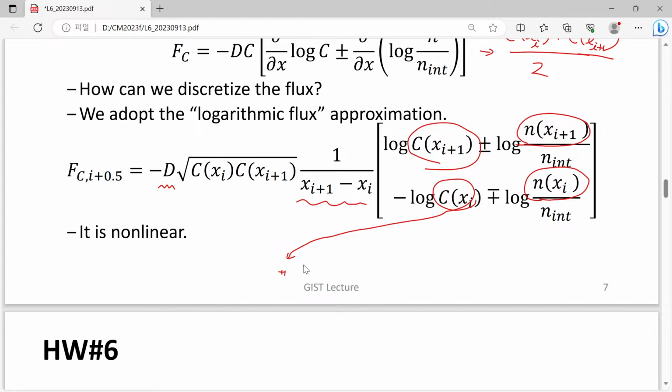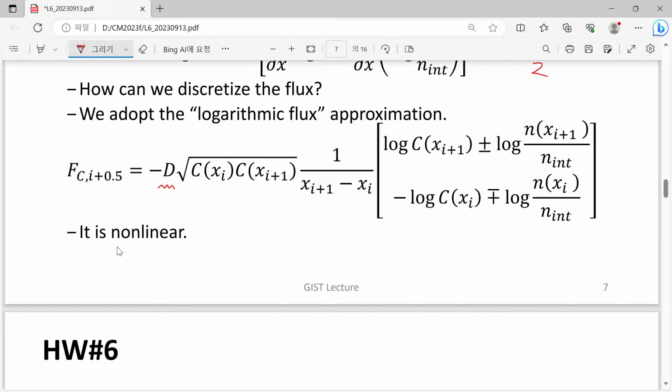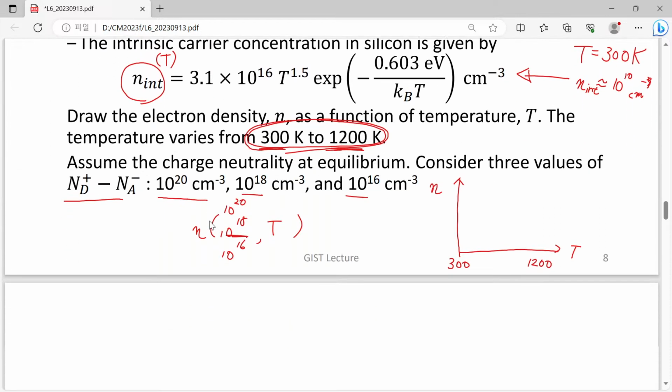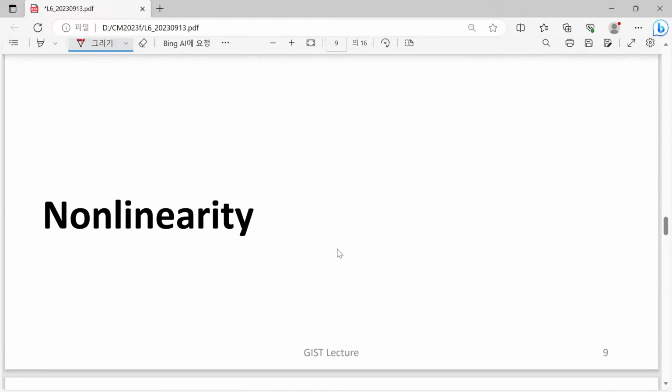But why am I talking about the difficulty of solving this system? It is because although f sub c can now be written in terms of c, this is a nonlinear expression. So let me go to the second topic here, nonlinearity.